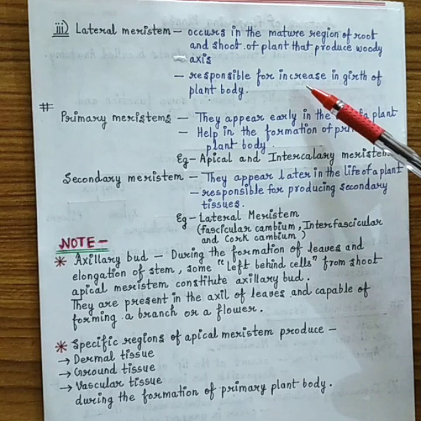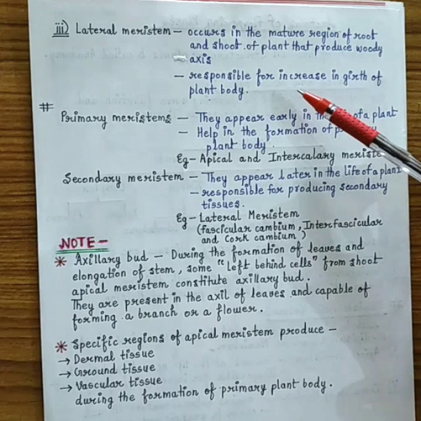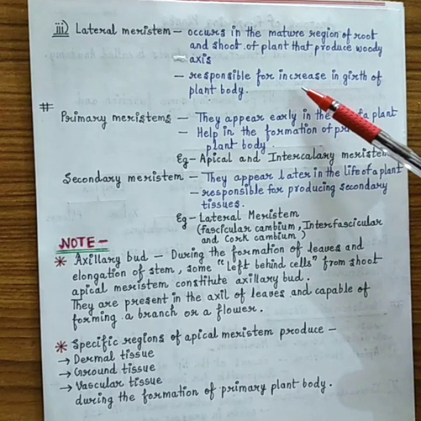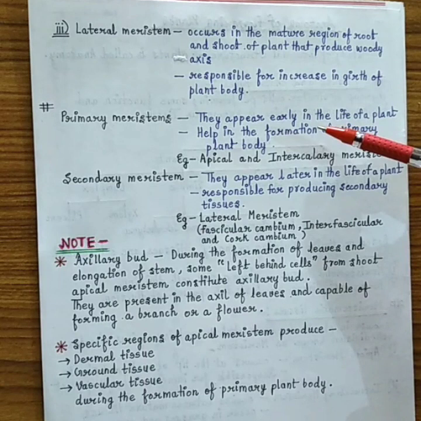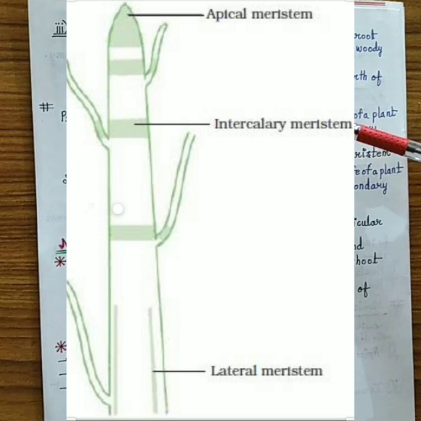You might have seen that banyan trees are quite wide. So what is the reason behind their width? That is the lateral meristem. Because of the lateral meristem, they are so wide. If you observe eucalyptus trees, they are so tall, so what is the reason? The apical meristem is responsible. If you see banyan trees, what is the reason behind them being so wide? It's the lateral meristem.